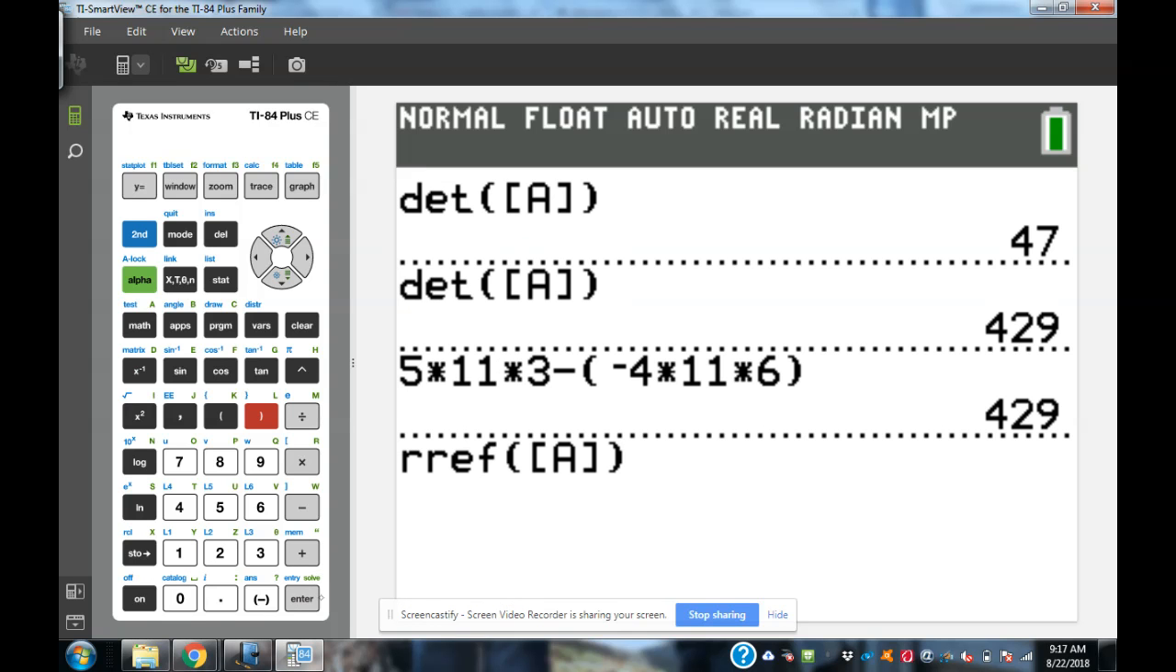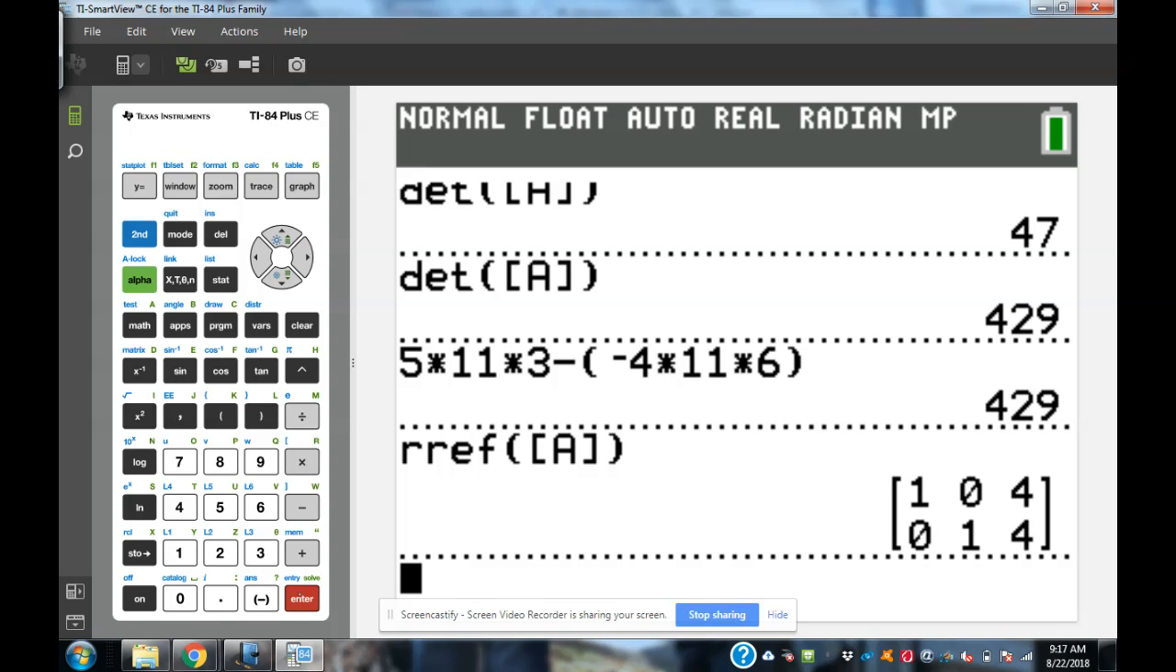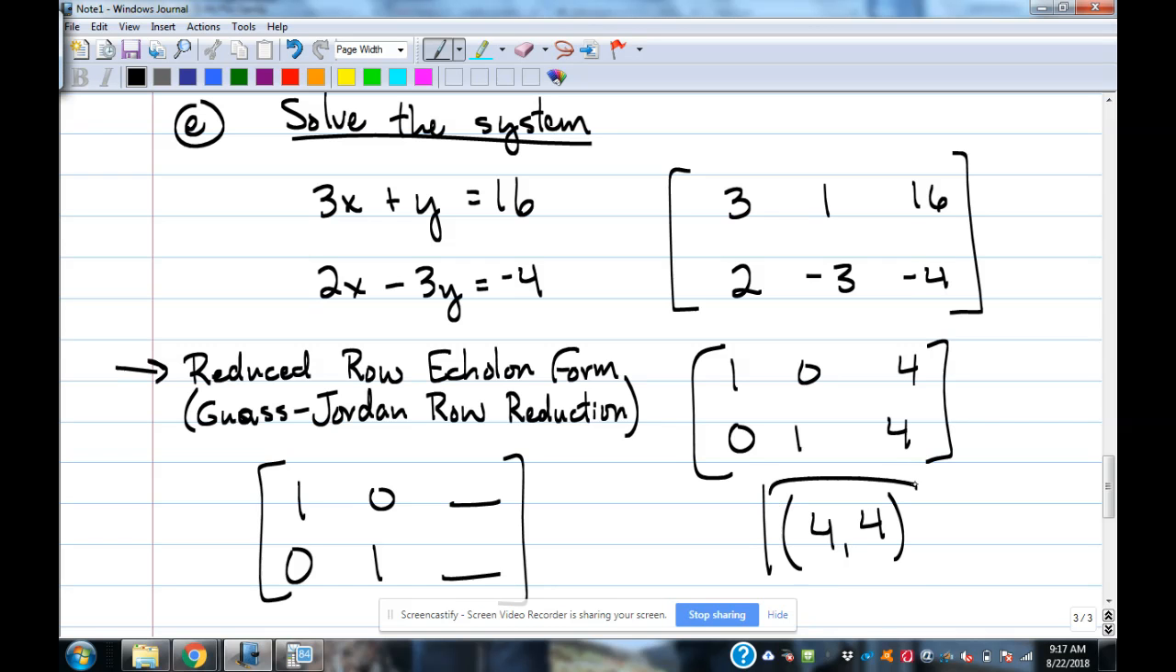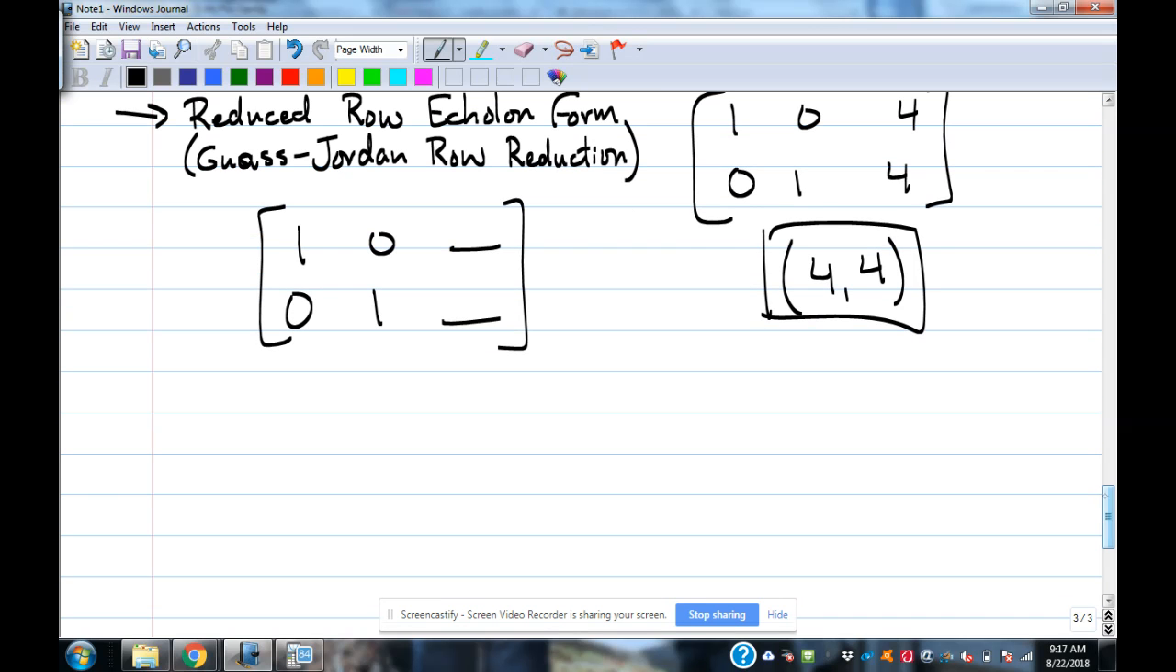Some are still trying to get there. I started at the bottom, now here. So 1, 0, 4, 0, 1, 4. That tells us that the solution to this matrix and that system of equations is the ordered pair what? 4, 4. 1, 0, 4. 0, 1, 4. The answer is the ordered pair 4, 4. How awesome is that?